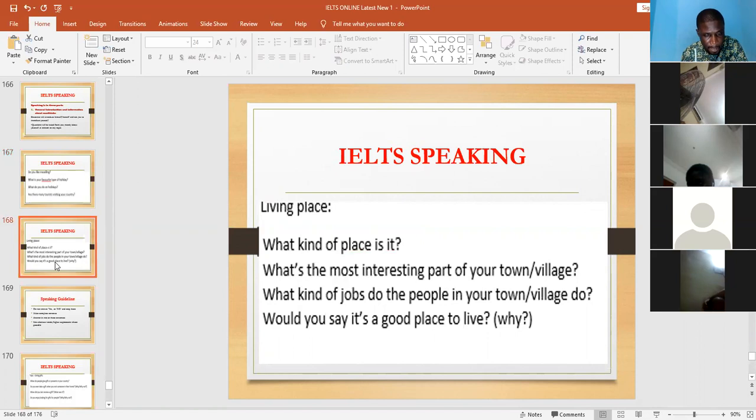Well, it's an estate. It's an estate that has many amenities, and is closer to the express. It is at the center of Lagos.